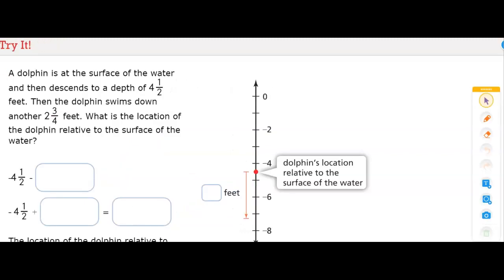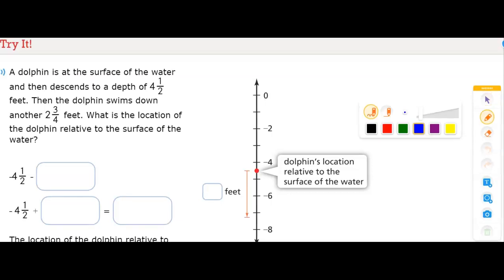A dolphin is at the surface of the water and then descends to a depth of 4 1/2 feet. Then the dolphin swims down another 2 3/4 feet. What is the location of the dolphin relative to the surface of the water? So it says a dolphin descends to a depth of 4.5 feet deep. Descends means to go down, and so does depth. Depth is how deep something goes.